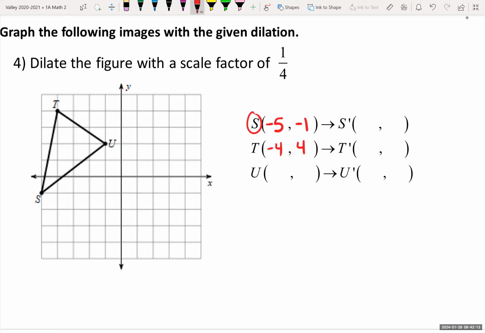And then U is -1. And we went up 2. Left 1, up 2. All right, we good with those numbers? Any questions on those? Okay, we're going to multiply everything by 1/4.